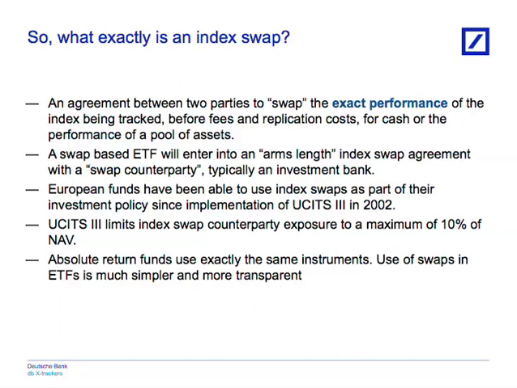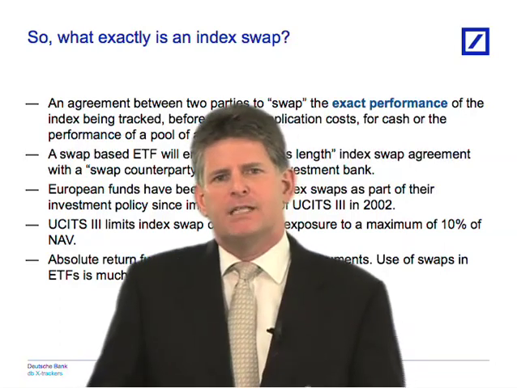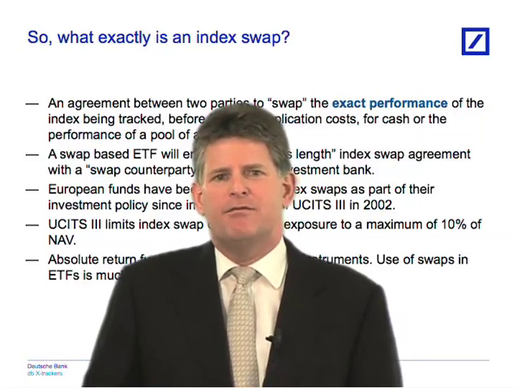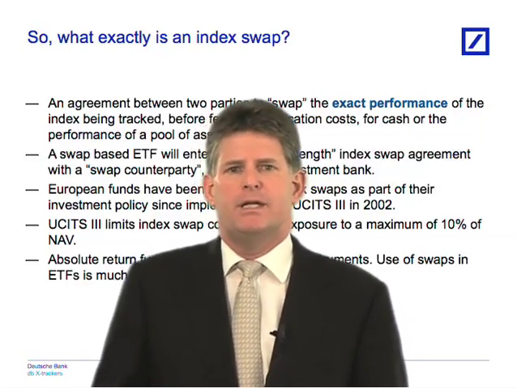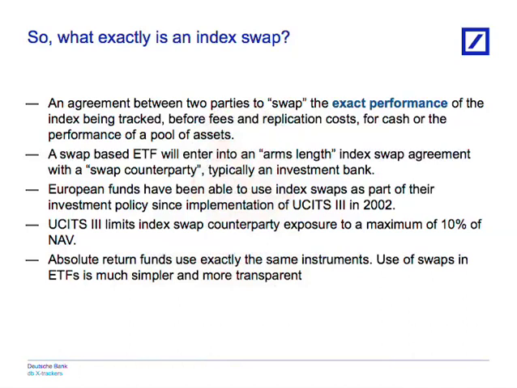And what an ETF that uses a swap-based structure does is it enters into what's known as an arm's-length index swap agreement with a swap counterparty, typically an investment bank such as Deutsche Bank. And the swap effectively guarantees back to the ETF the perfect performance of the index that's been tracked.